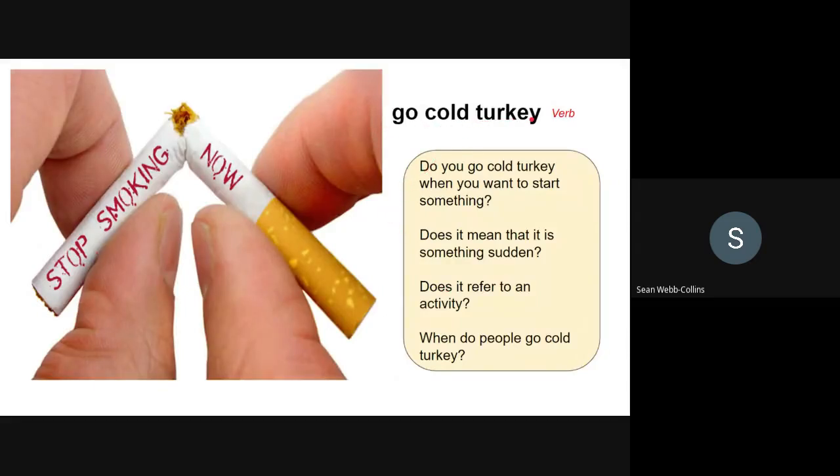Go cold turkey. Verbal expression, phrasal verb. Do you go cold turkey when you want to start something? No. You go cold turkey when you want to stop something. For example, smoking. Going cold turkey while smoking is difficult. And does it mean that it is sudden? Yes, it means you stop now.